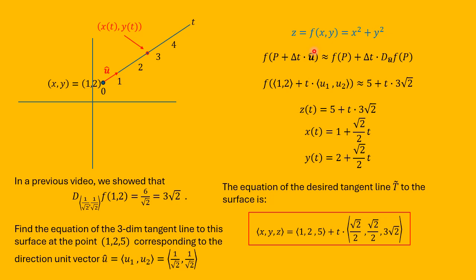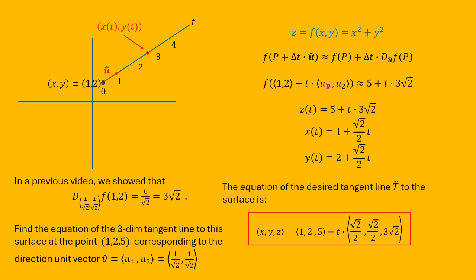But now we're doing this in 3 dimensions, and so we're trying to find a tangent line in a certain direction to a surface at a point on that surface. So using this formula, with P equaling the point in the xy plane (1, 2), and letting u be 1 over the square root of 2, 1 over the square root of 2, that unit vector that we saw before, just plugging into this formula gives us the following.